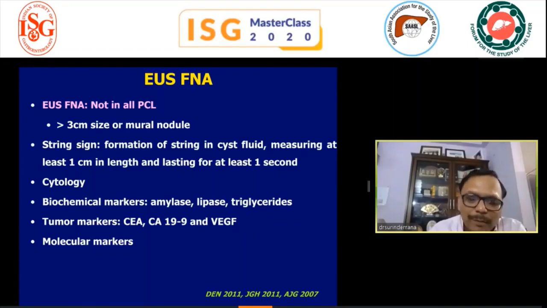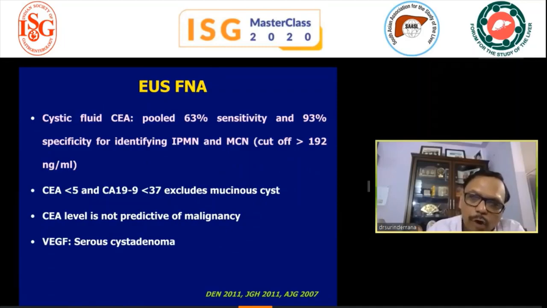You send for biochemical markers like amylase, lipase, and triglycerides. You can have a surprise of lymphangioma or pseudocysts still despite all the imaging. So you need to send these biochemical markers. You send tumor markers, which include CEA, CA 19.9, and VEGF, and then you do molecular markers. Of all these markers, the most important is cystic fluid CEA.